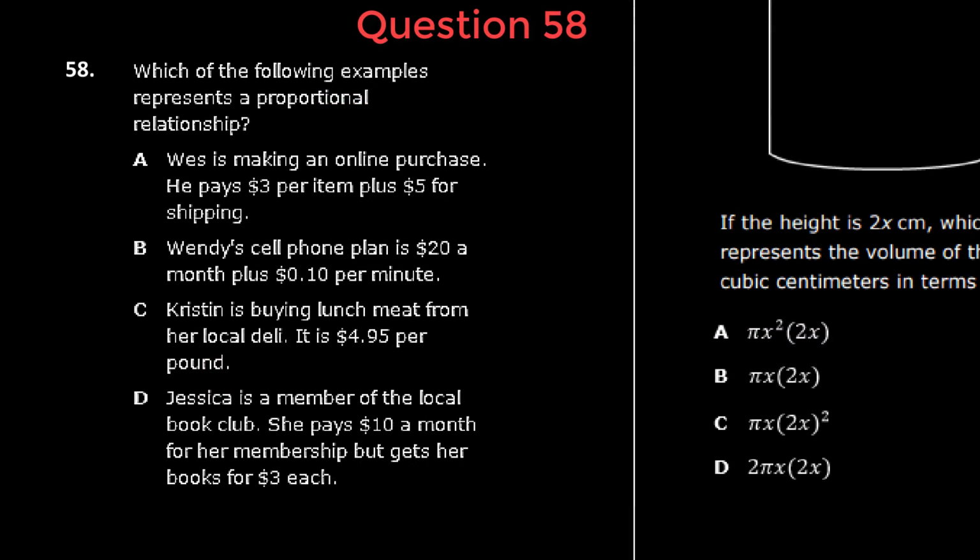Question number 53 asks us about an example that gives us a proportional relationship. We know that the proportional relationships will have an equation in the form of y equals kx. Let's write down the equations that we will have for each of the situation here. On A, we have Wes is making an online purchase. He pays $3 per item, so I need to multiply the 3 by the number of items, let's say it's x, plus $5 for shipping. So this is not proportional relationship because we have a plus 5.